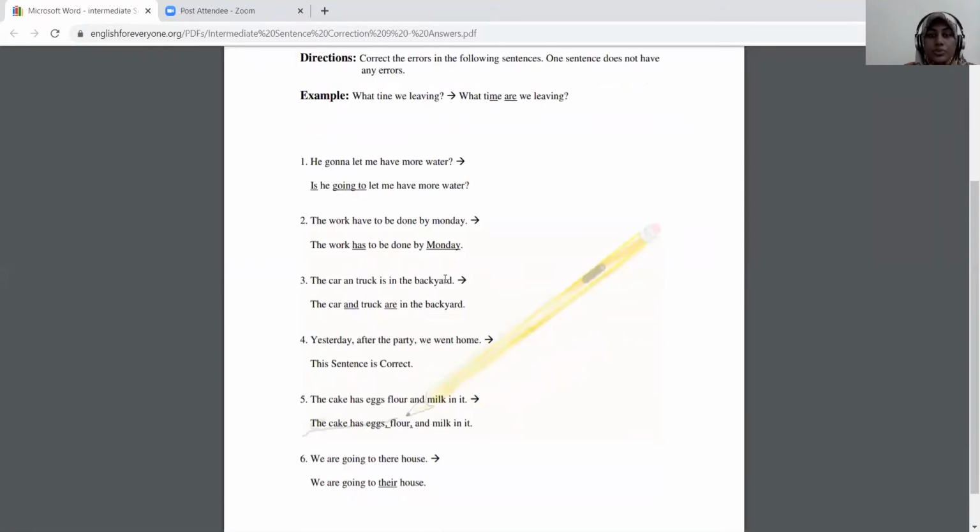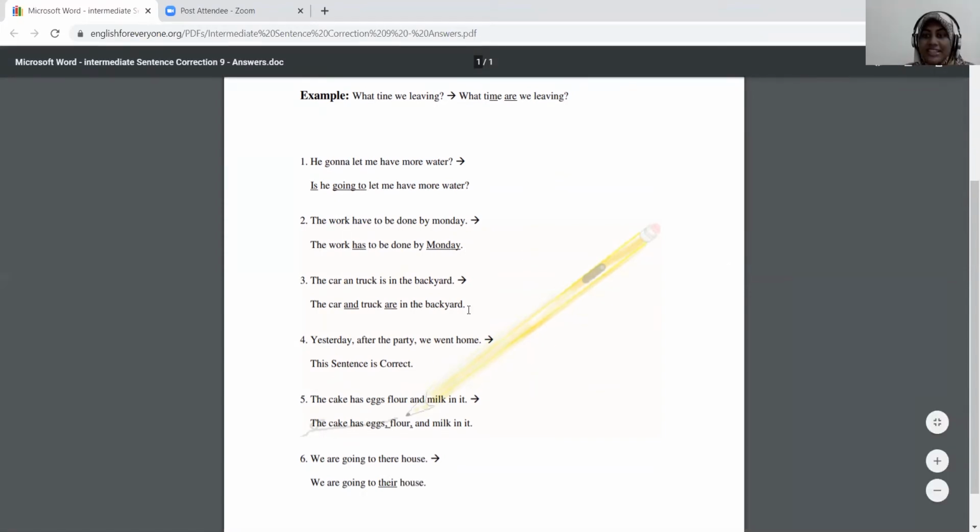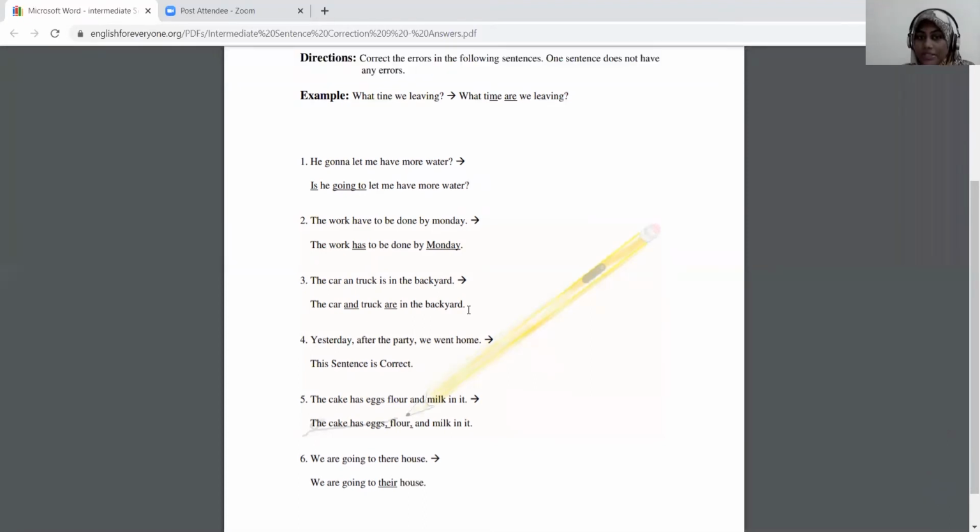Number two, the work have to be done by Monday. This is a normal sentence, it's not a question. The work is one, so it should be in singular form: has to be done by Monday. What is Monday regarded as? Why is it capitalized? Anyone can tell why Monday is capitalized? Yes, it's a day, but why is it capitalized? Yes, kata nama khas. It's a proper noun. Common noun is kata nama am, proper noun is kata nama khas in English. So months and days should be capitalized, the first letter.